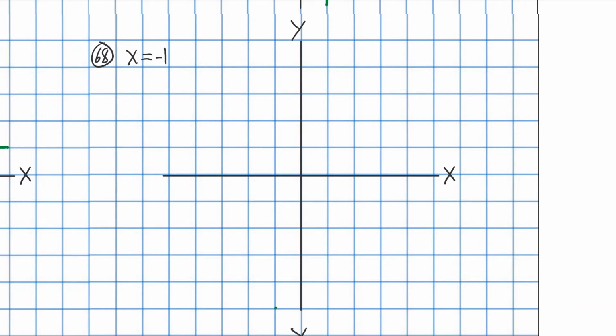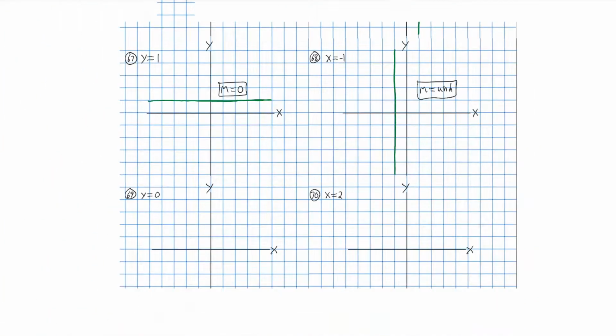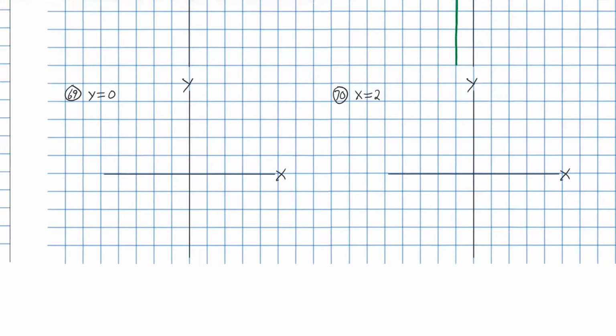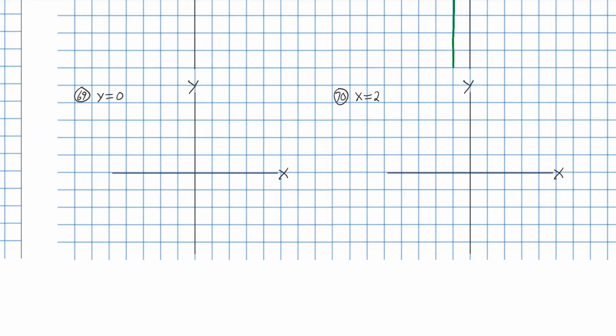All right, we're back. It's a vertical line at x equals negative 1. And the slope of a vertical line is always undefined. So if you got those answers, good job. Two more problems. Try number 69, and when you come back, we'll do it together.